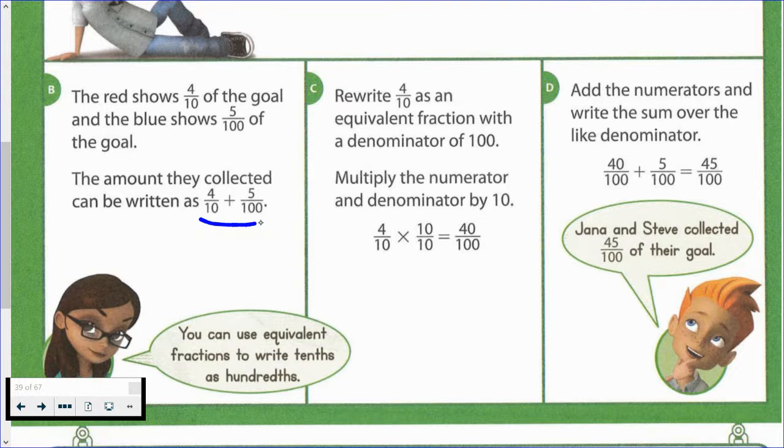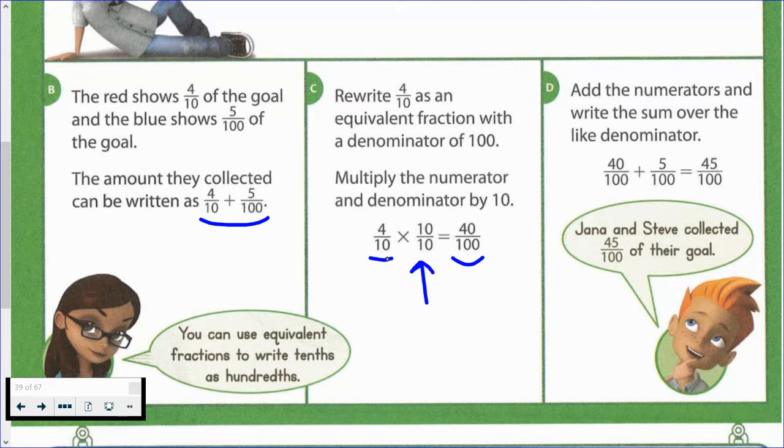Here is your addition equation, but notice you have unlike denominators. The denominators are not the same. So we have to take the fraction with 10 and turn it into hundredths. And your math book is showing you the rule that we learned with fractions: whatever you do to the top, you do to the bottom.